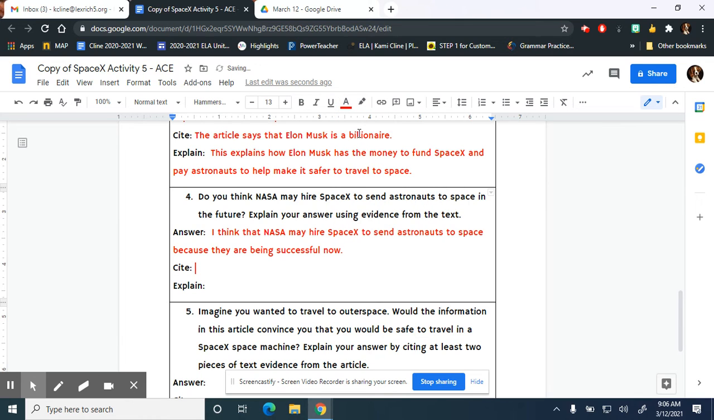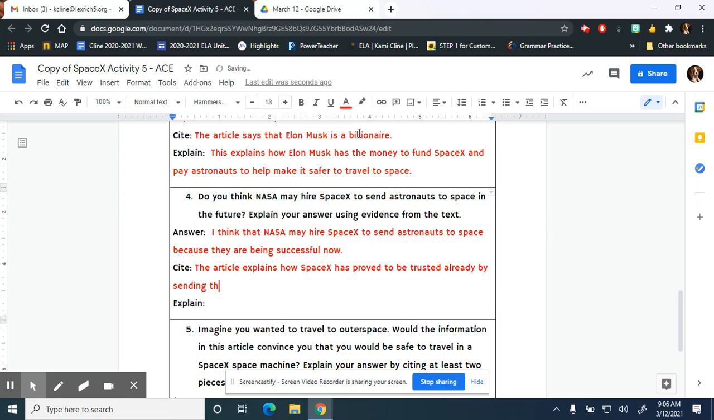So I'm going to go back and look, and the article explains how SpaceX has proved to be trusted already. I remember it talks about the dummy they sent, by sending a dummy astronaut to space safely.